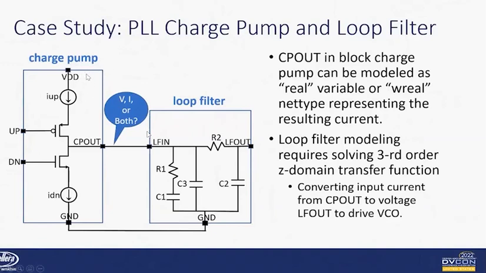On this left box is the charge pump. On the right side, this box is a loop filter, right? So join here this net between the CP out, the charge pump out, to the LF in, the loop filter in. This particular net is also a special attention in the paper and also the presenting here. Because of the three capacitors here, basically we will have to solve the third order Laplacian or Z-domain transfer functions.